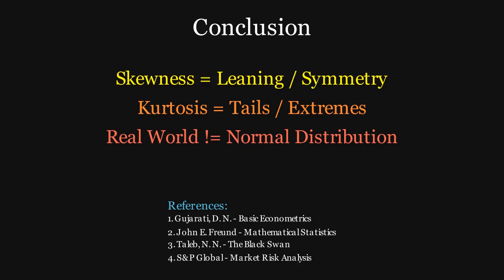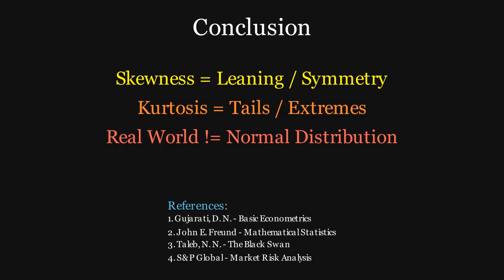Conclusion. Understanding skewness and kurtosis allows us to see the world as it truly is, asymmetrical and prone to extremes. By going beyond the bell curve, we equip ourselves with the tools to predict the unpredictable. Mastering these concepts is the bridge between basic arithmetic and professional data science.